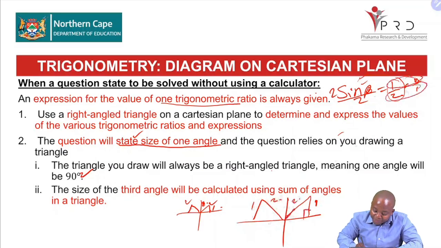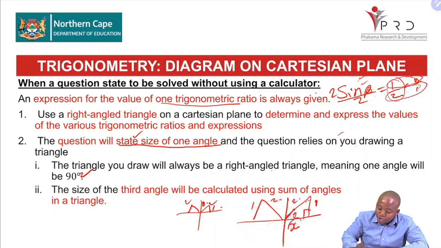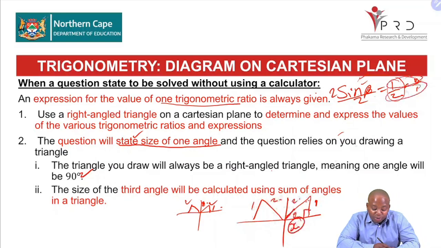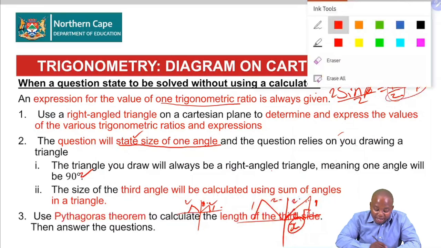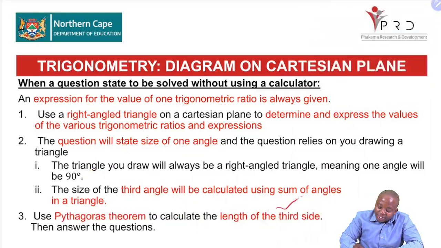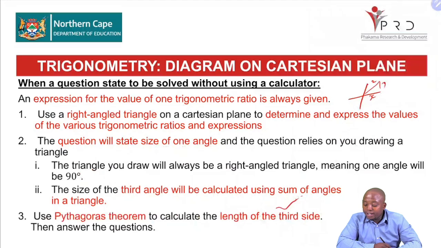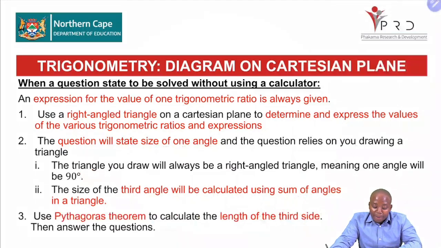That is our 90. This is our theta. If we want that angle, we use the sum of angles in a triangle. Then we can find the value of x using Pythagoras. That is how this question is analyzed. We use the Pythagoras theorem to calculate the length of the third side. So if you are given two sides, as we did, 1 and 2, then you can find x, or if you are given any two, you can find the third side that way.